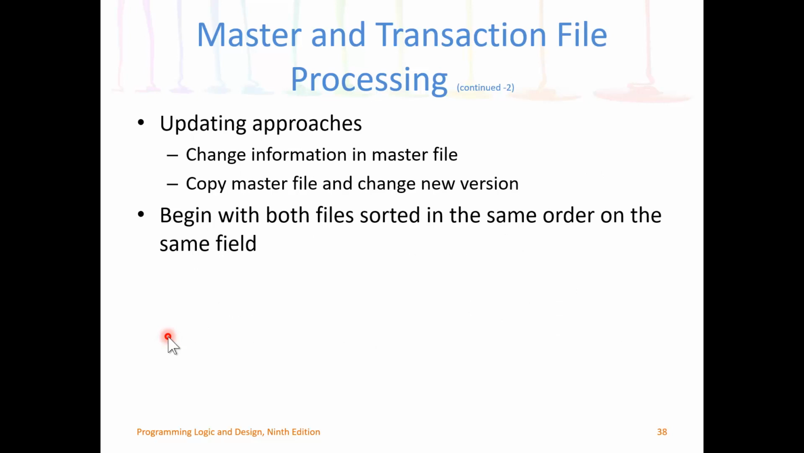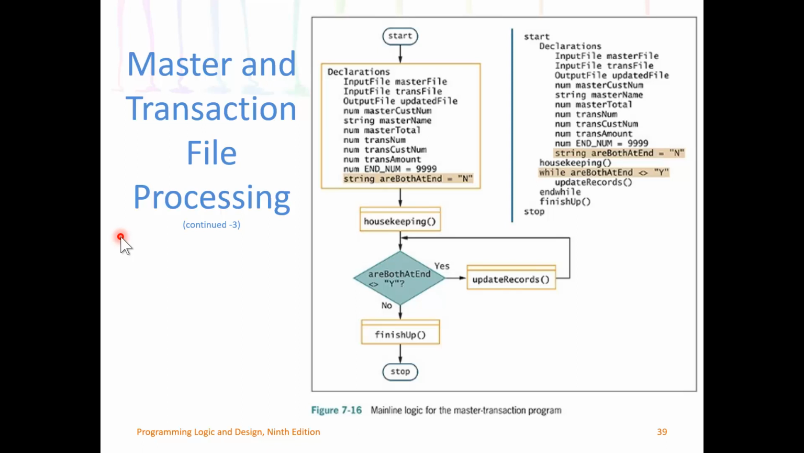So the updating approach is to change the information in the master file. You're going to write the output to a new master file, and once you're happy with that, it becomes the new master file. You begin with both files sorted in the same order on the same field, like we had before when we were merging the two files. Except what we're going to be doing here is updating information if necessary once we find the correct master record.